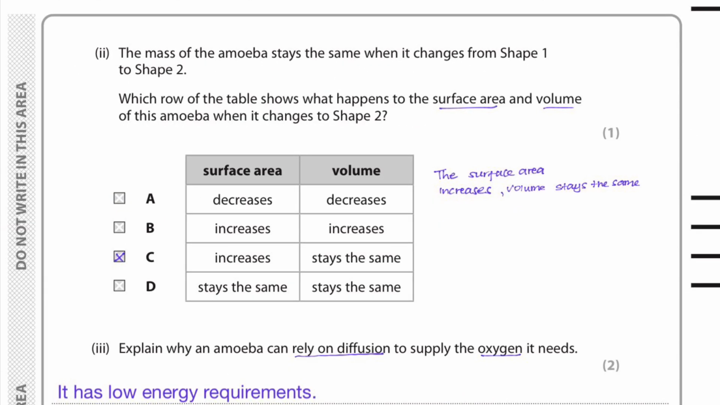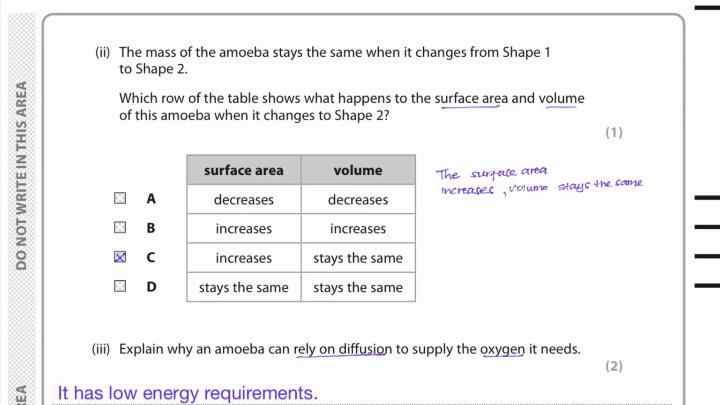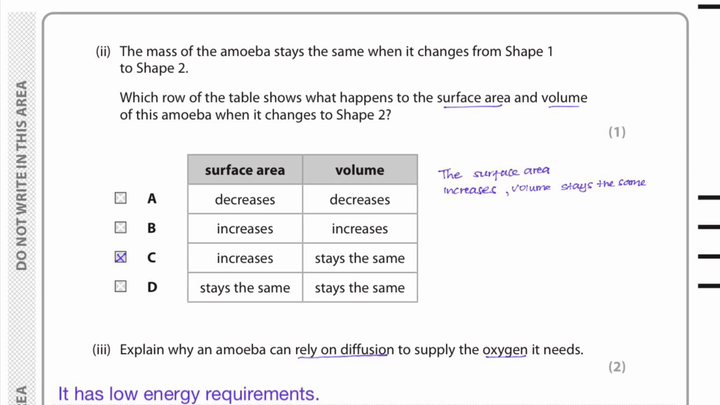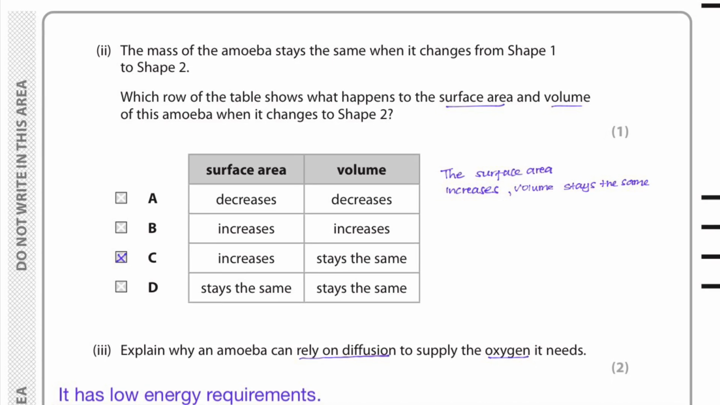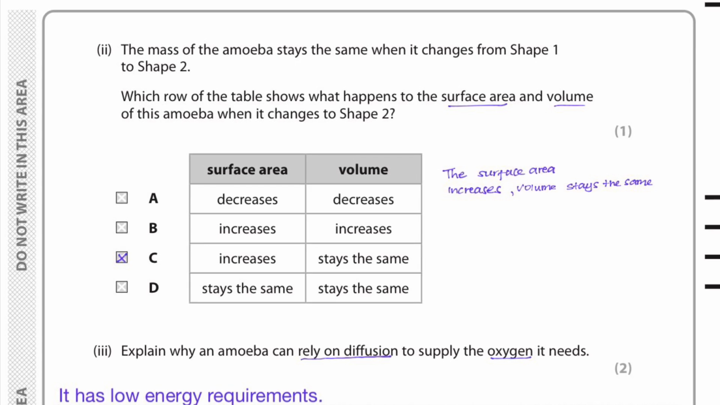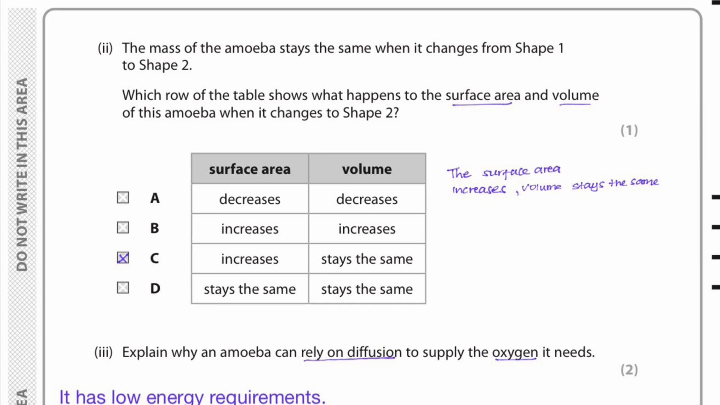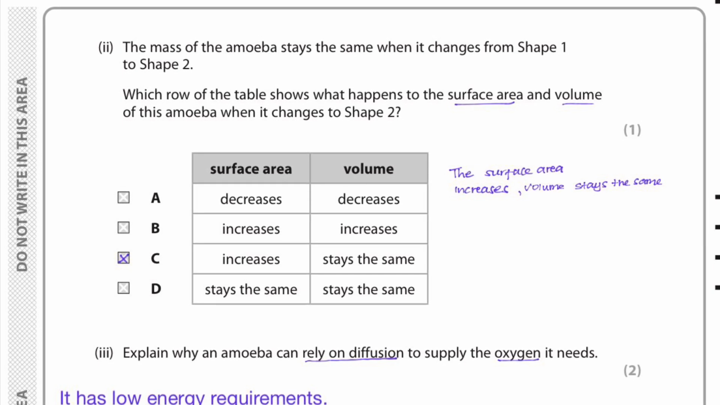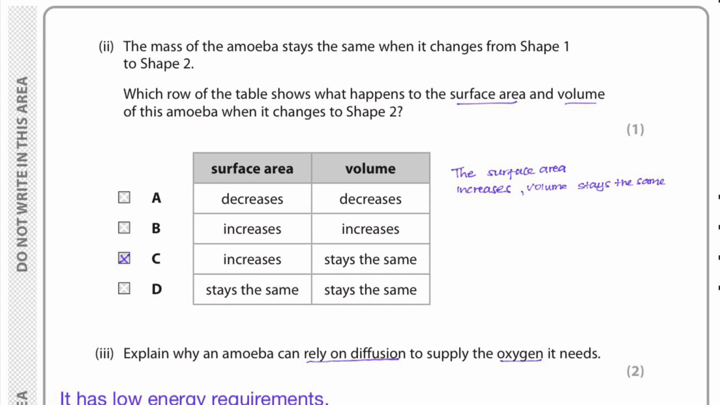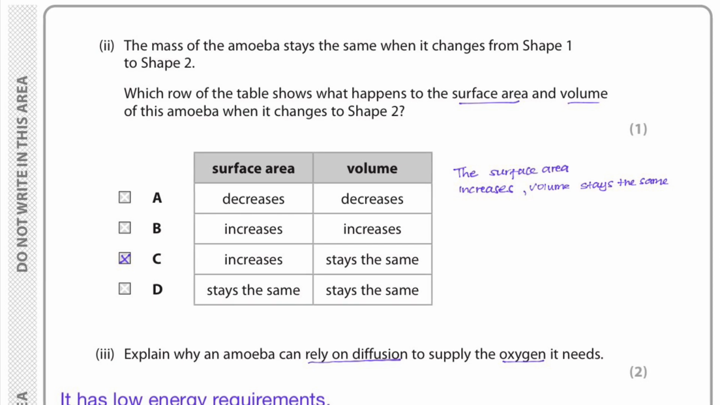Next, they say, the mass of the amoeba stays the same when it changes from shape 1 to shape 2. They ask, which row of the table shows what happens to the surface area and volume of this amoeba when it changes to shape 2? The surface area increases due to the amoeba spreading around. The volume stays the same.